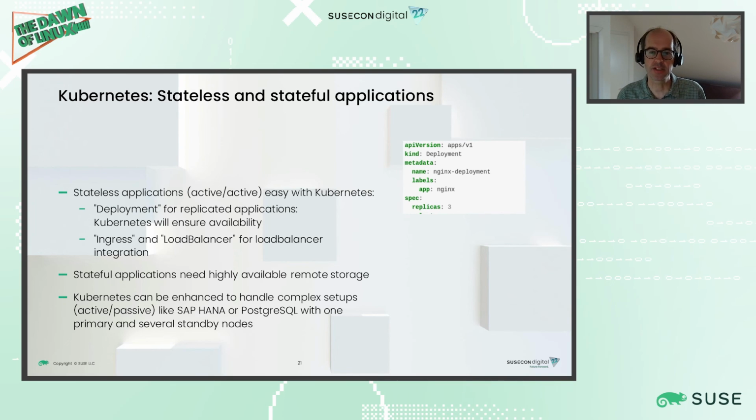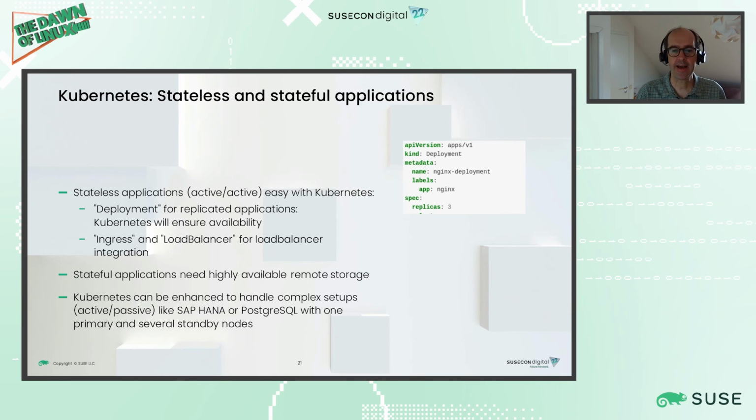The question is what to do with the active setup of often stateless applications. The concept you're using here is a deployment, and on the right you see the snippets for the configuration file. You have your deployments and just say replica 3, so it will ensure always three copies of it are running. You can connect an ingress or a load balancer as well for load balancer integration, and Kubernetes will take care that the traffic gets routed to your containers the right way. For stateful applications that store data and are dependent on that data, you need highly available remote storage.